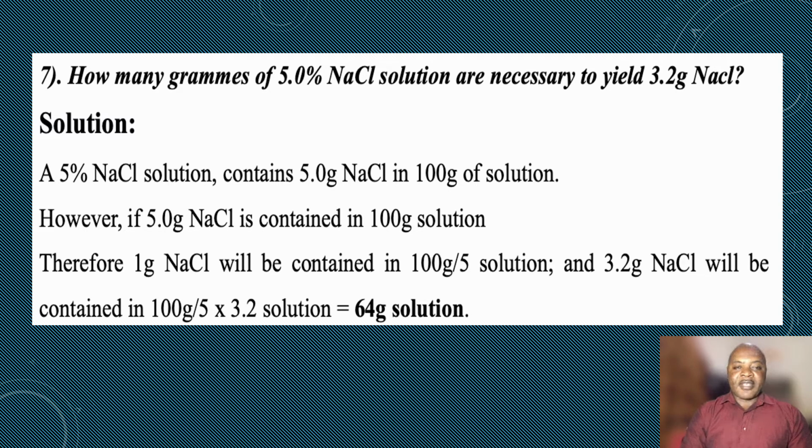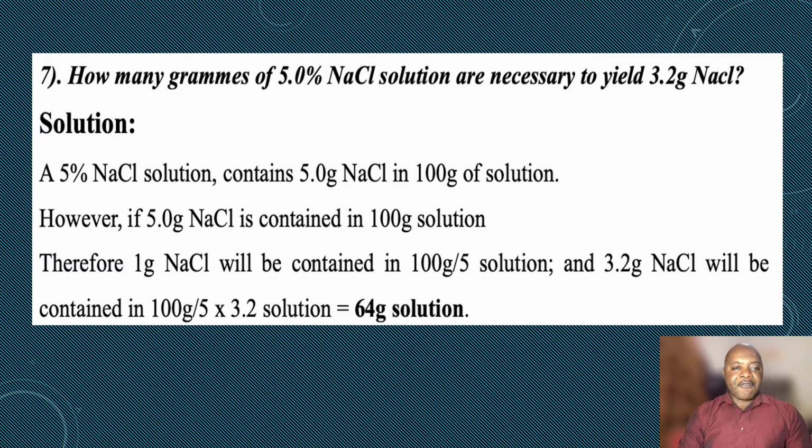You know, 5% of sodium chloride will contain 5 gram. That is 5 gram in 100 gram of solution. That is just simple. 5% sodium chloride solution means 5 gram of sodium chloride in 100 gram of solution.